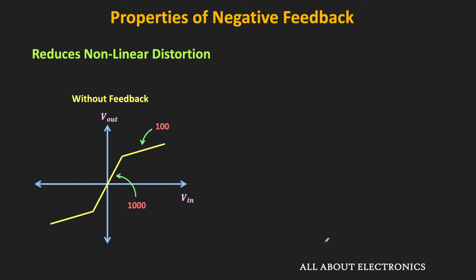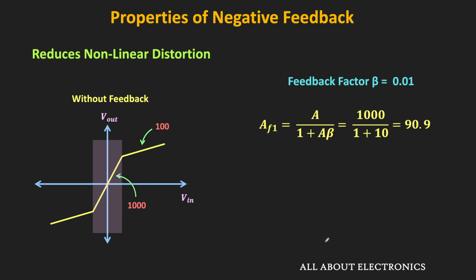Let's say when the same amplifier is used with the proper feedback, the feedback factor is equal to 0.01. So now in this region, with the feedback, the closed loop gain is equal to 1000 divided by (1 plus 10). Because for this region the gain A is equal to 1000, while the value of A beta is equal to 10. So the closed loop gain will be equal to 90.9.